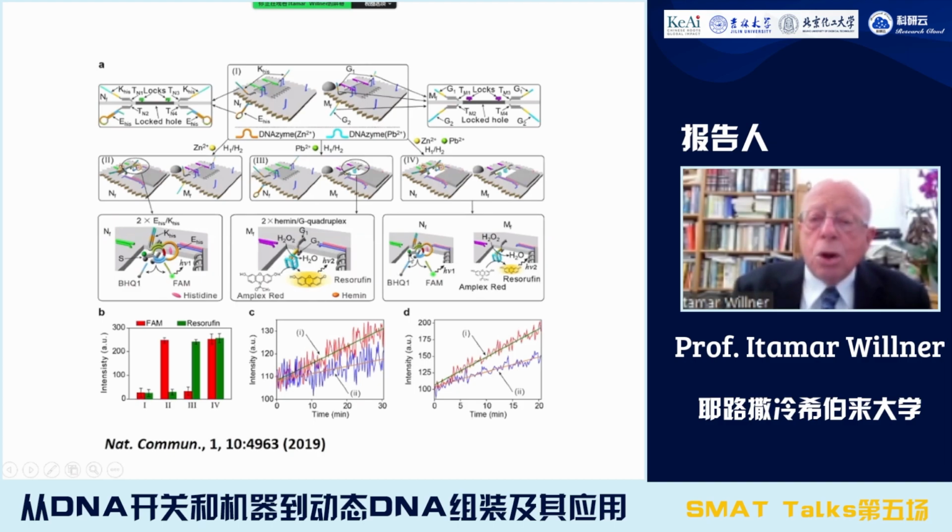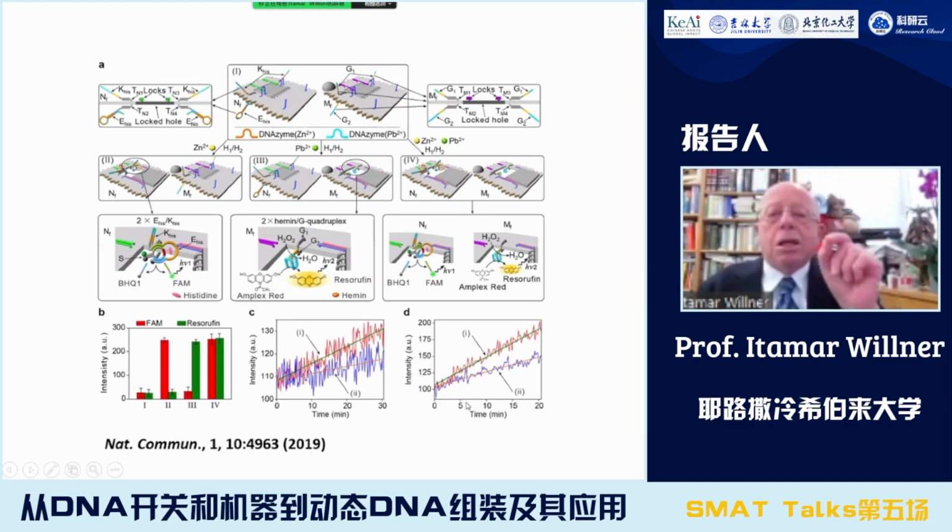or we can generate the two enzyme activities. You can see here that we have either one active DNAzyme, or the second active DNAzyme, or both active DNAzymes. So what we did here is basically we used the mechanical properties of DNA to unlock a hole and make a reaction in a confined medium.